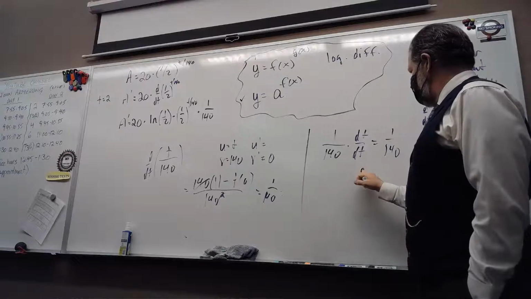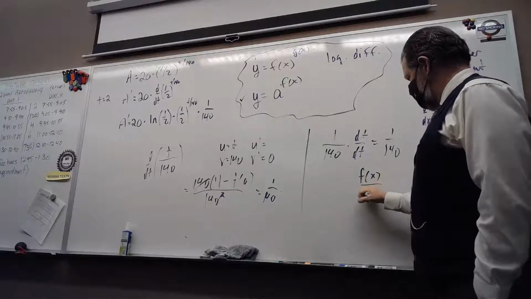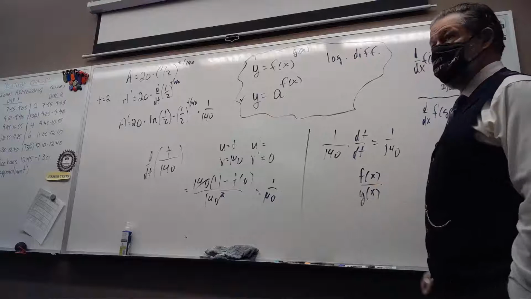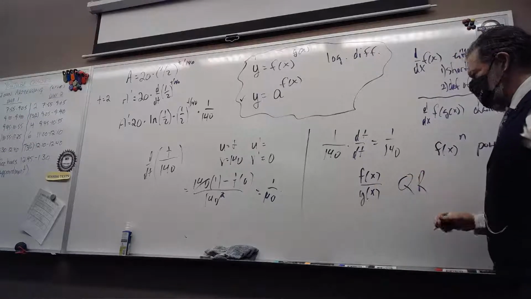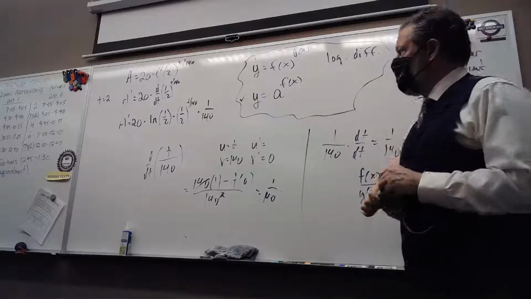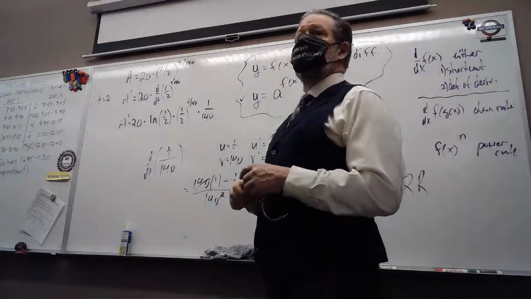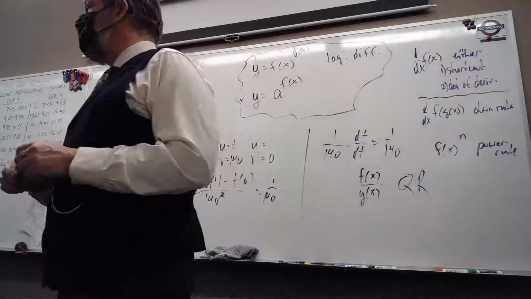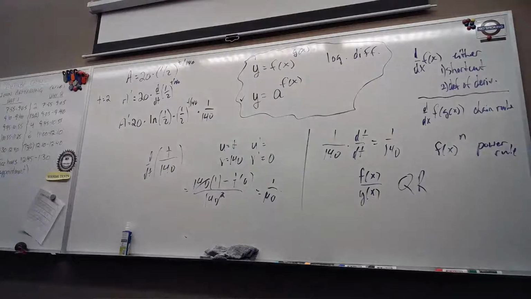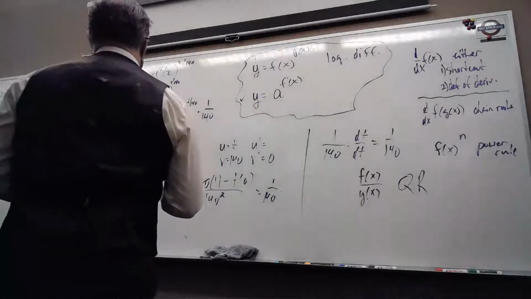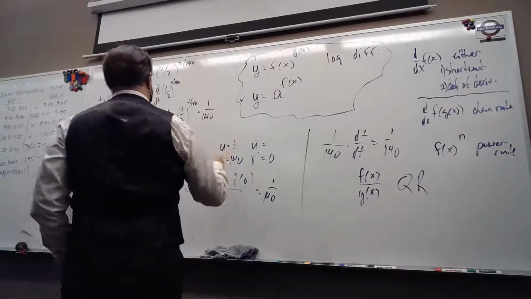If it's a quotient of functions, you use the quotient rule. Don't rush into the first thing you think of when you're asked to find a derivative or you're given a problem that says, what is the rate of change? Stop, analyze the function, decide what kind of function it is, and then decide what rule you're going to have to use.